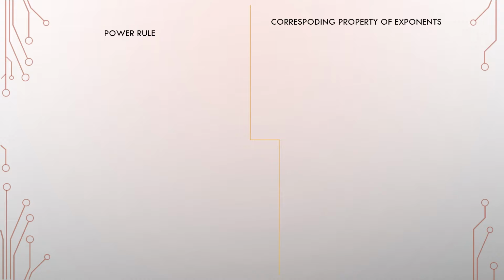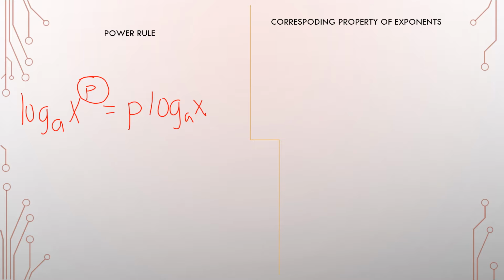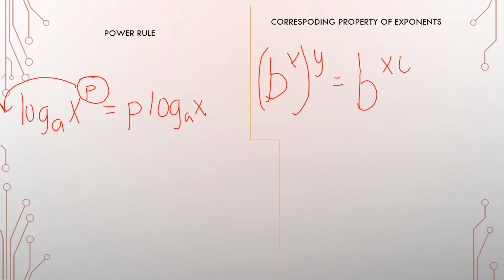Our next property is the power rule, and that states that the log base a of x to the p power is equal to p log base a x. And what we did here, I took the p, and instead of putting it as an exponent on the x, we are going to multiply the log of x by that. And the corresponding property of exponents is as shown here. Those essentially are being multiplied.